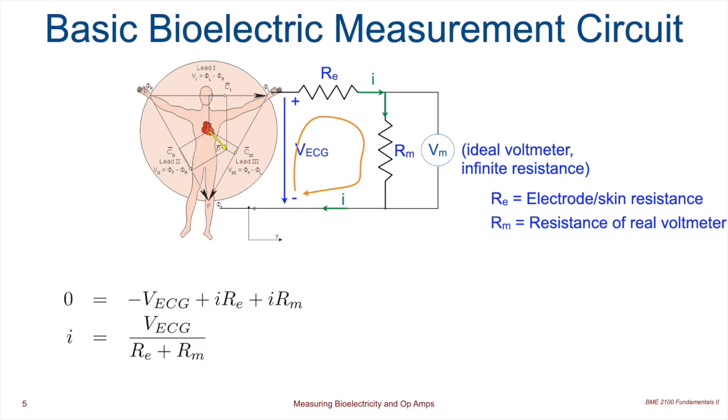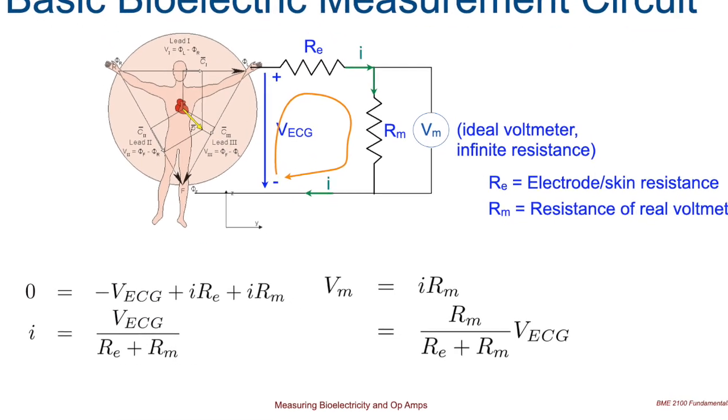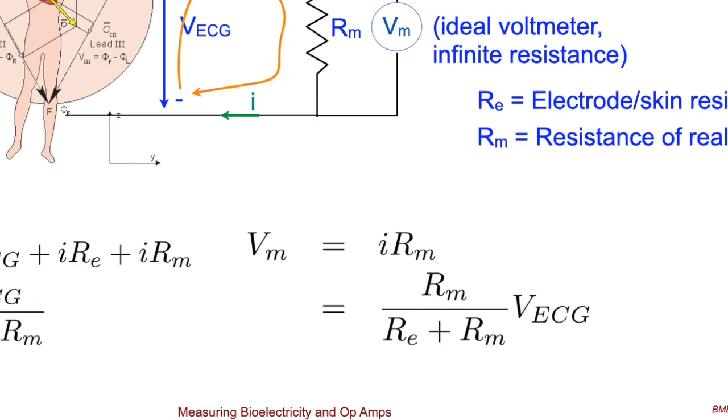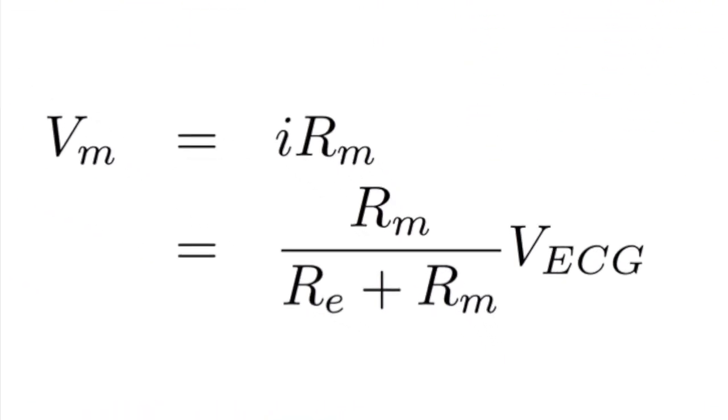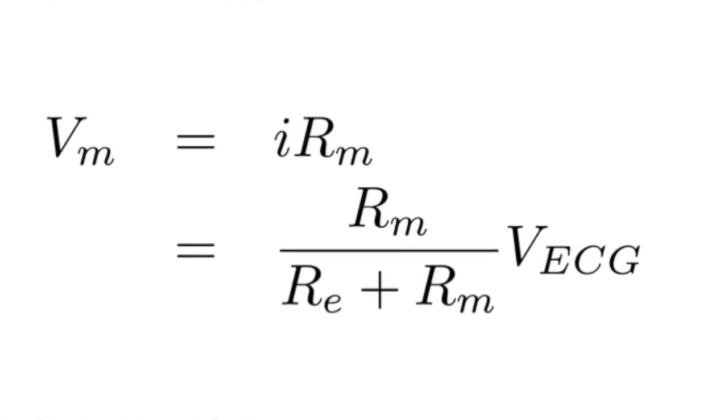That's just I times RM. We have I, we multiply it by RM, we simplify the expression, and we get this. The measurement voltage measured by our ideal voltmeter is the product of this combination of resistors and the actual voltage that we're trying to measure, the VECG.